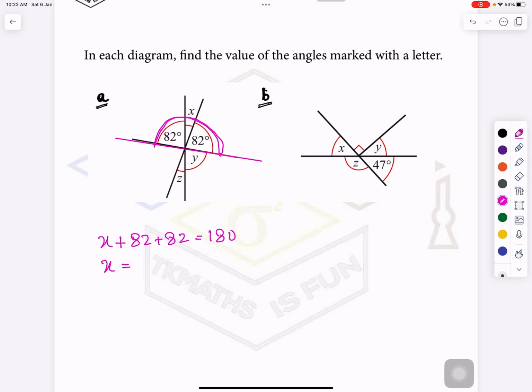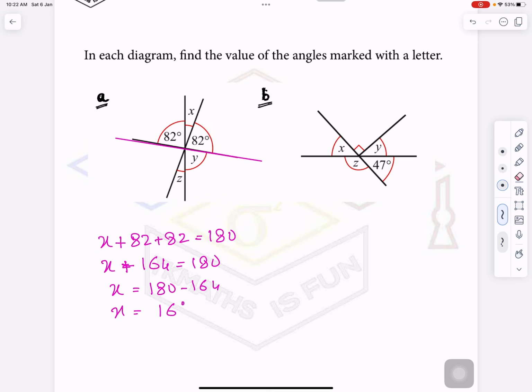And then you can add up. 82 plus 82 is what? 164, and then minus it from 180. So it is what? 16 degrees. So you got the value of x here. But what about y and z? Do you notice something?